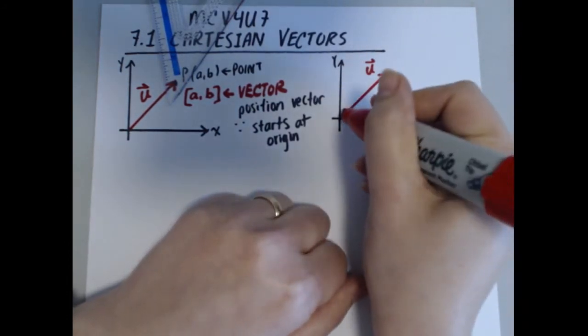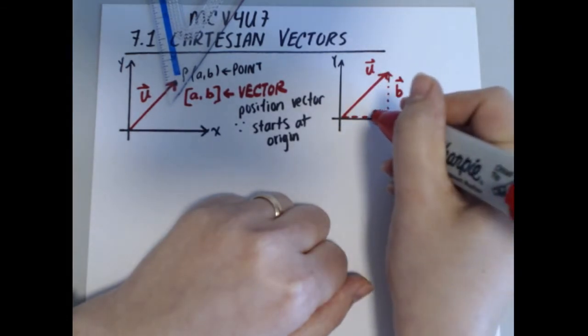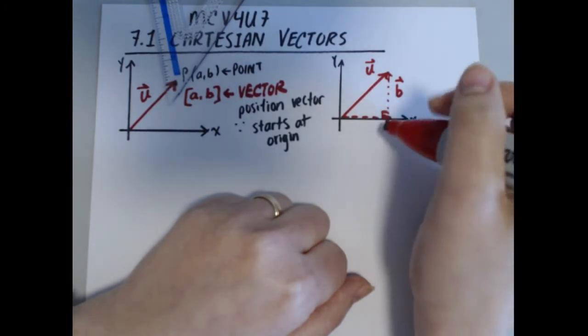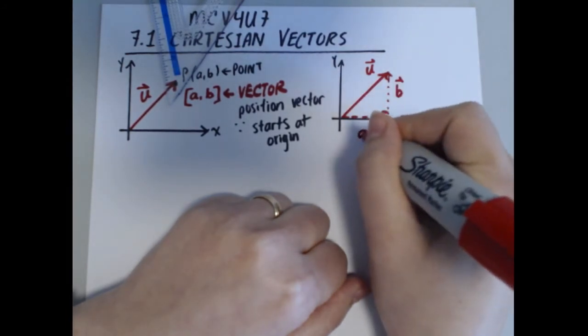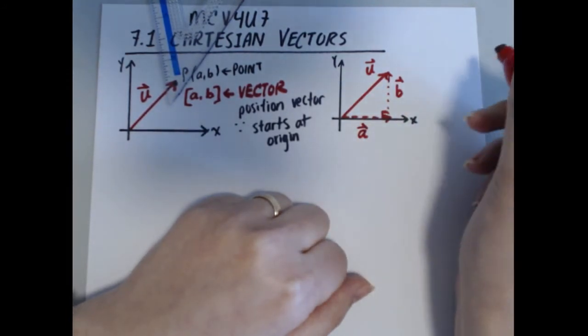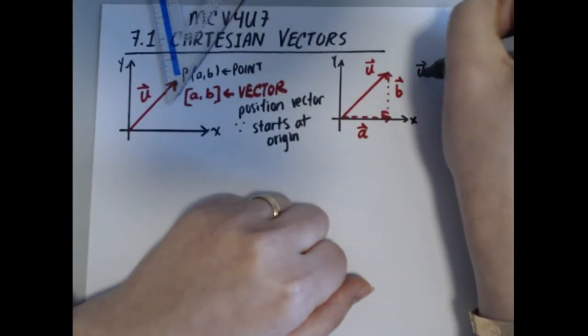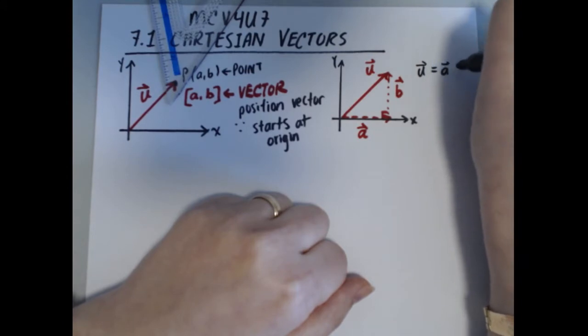And down here along the positive x-axis, I'm going to have another vector. Okay, this one's pointing to the right, b is pointing up. The arrow pointing to the right along the x-axis, I'm going to call that vector a. Okay, so based on this, we know that vector u is equal to a plus b.